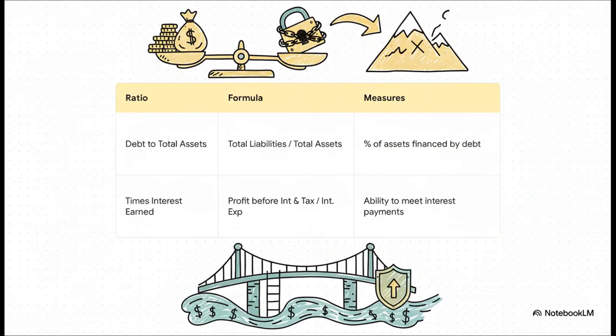Now, let's look at a couple of really important solvency ratios. These two work together beautifully. First, you've got debt to total assets. It's a simple idea. What percentage of the company's stuff, its assets, was paid for with debt? The higher that percentage, the more leverage and generally the more risk. But then you have to ask, can they afford that debt? That's where the times interest earned ratio comes in. It measures how many times over the company's earnings can cover its interest payments. A high number here is great. It means there's a big cushion of safety.